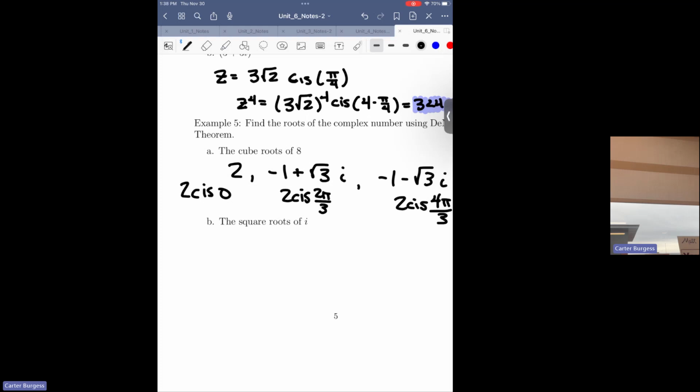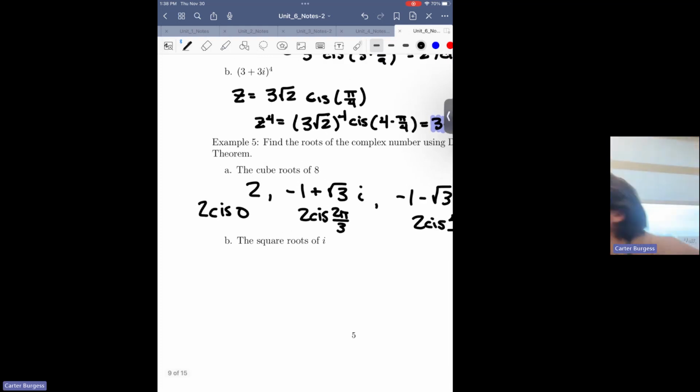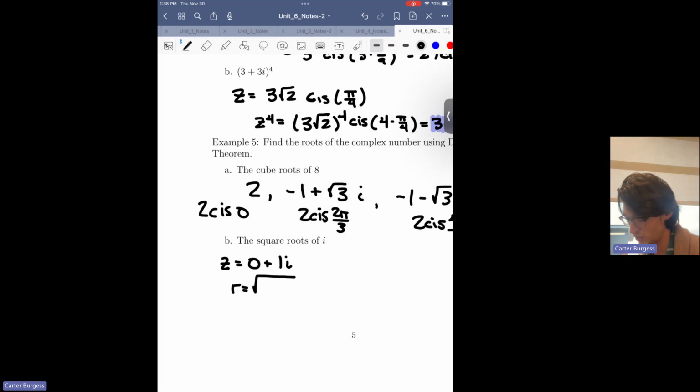Okay, let's go over what we found. One of the tricky things with i was figuring out the value of A and the value of B. How can I write i in terms of A plus Bi? What is A? What is B? 0 plus 1i. A is 0, B is 1, R is going to be the square root of 0 squared plus 1 squared. R is just equal to 1.